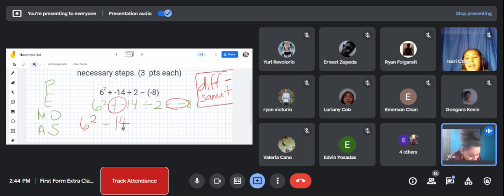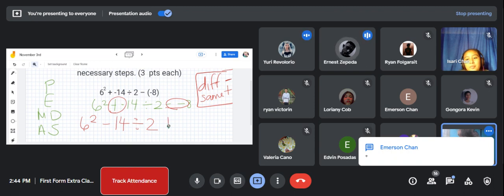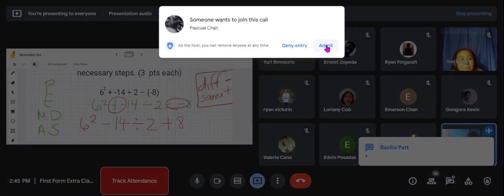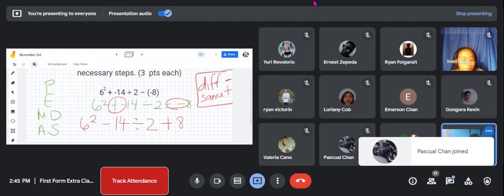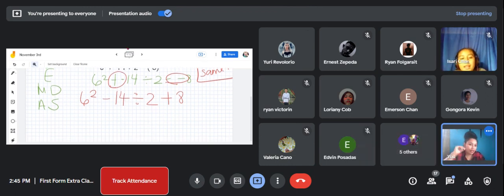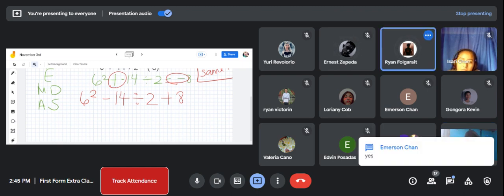Then I'm going to write 14 divided by 2. Now I have the same signs. What am I going to write now? Addition of 8. And now my problem looks even easier, a little bit easier to do. Now, I don't have the brackets anymore. Do I have exponents? Yes, very good.